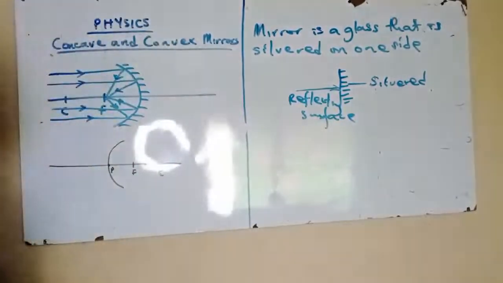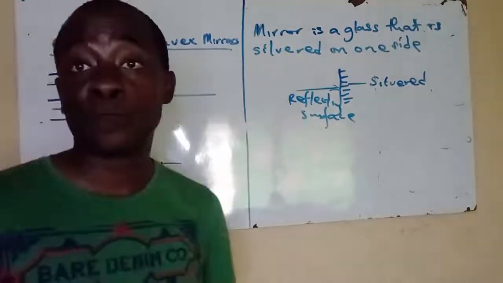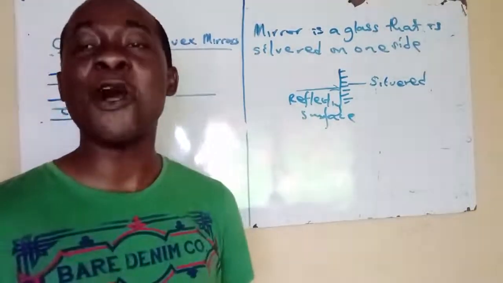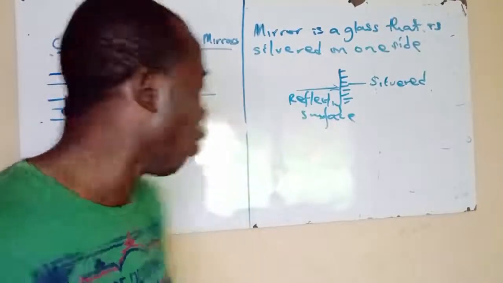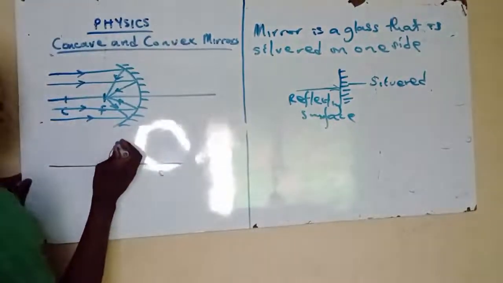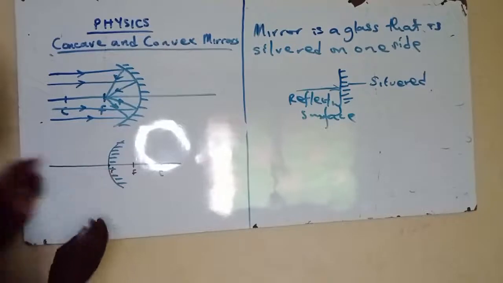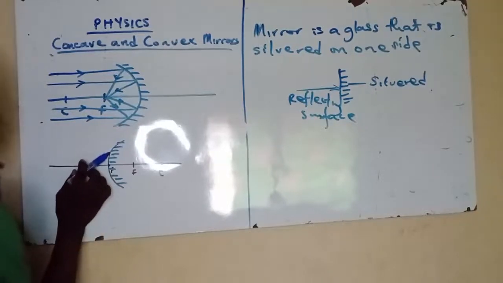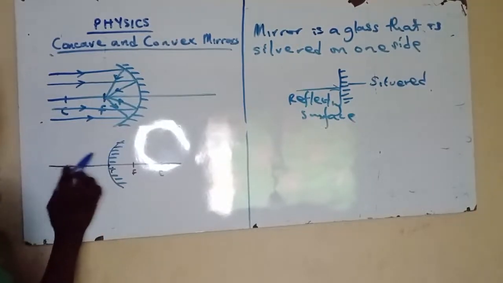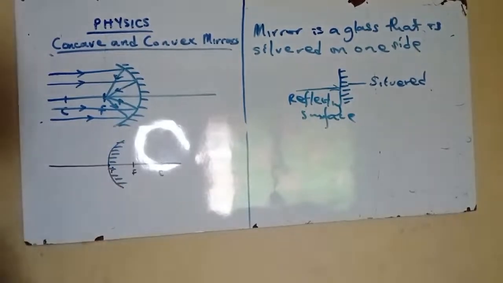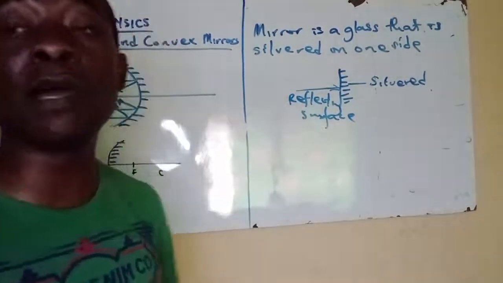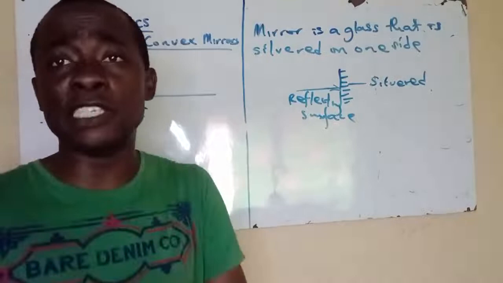But the other type of mirror that we know is a convex mirror. A convex mirror is silvered on the inside, and the reflecting surface is on the outside. It diverges light rays.